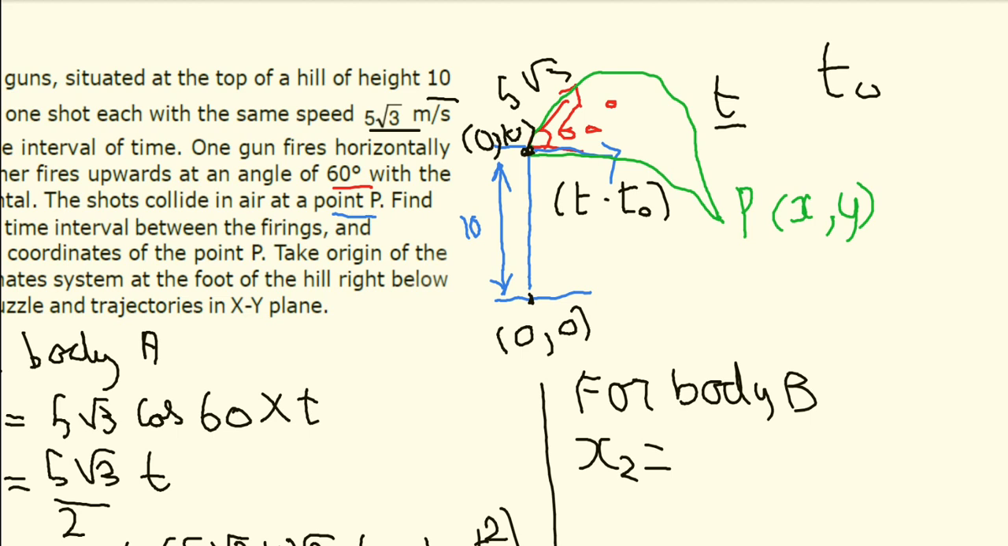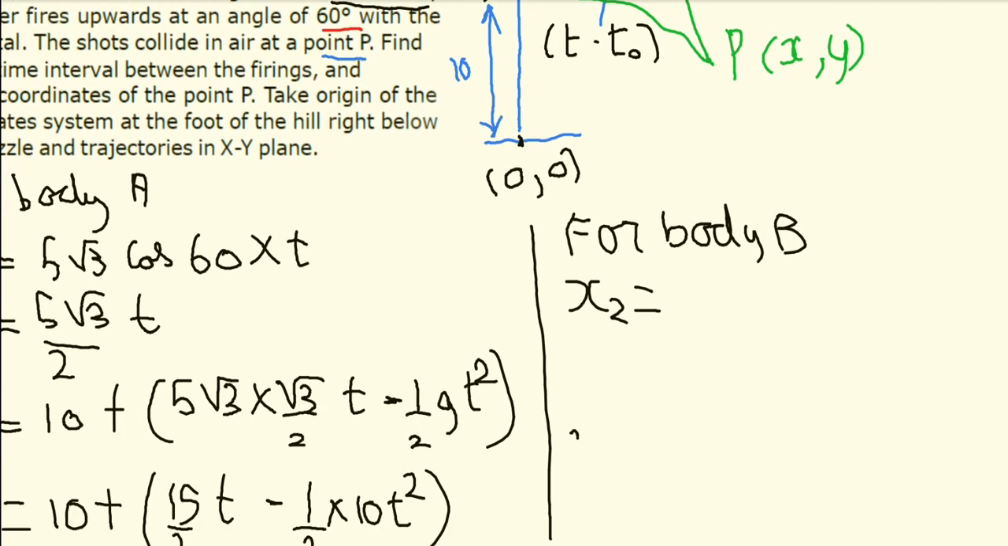One gun fires horizontally and the other fires at an angle of 60 degrees. So since it is fired horizontally, it will simply be equal to 5 root 3 in the x direction. In the y direction it will be equal to 0. Let the time taken be equal to t minus t naught.